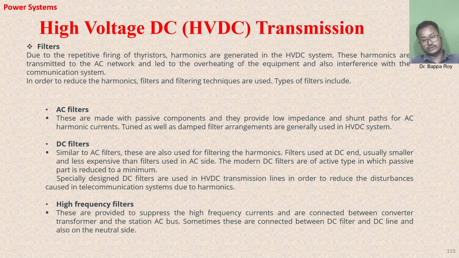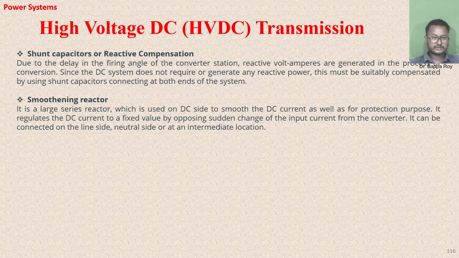In filters, actually, normally we use a capacitor and an inductor. Those are mainly the two components of a filter. So shunt capacitors or reactive compensation and the smoothing reactor are also components of HVDC. Due to the delay in the firing angle of the converter stations, reactive volt-amperes are generated in the process of conversion at the converter stations.